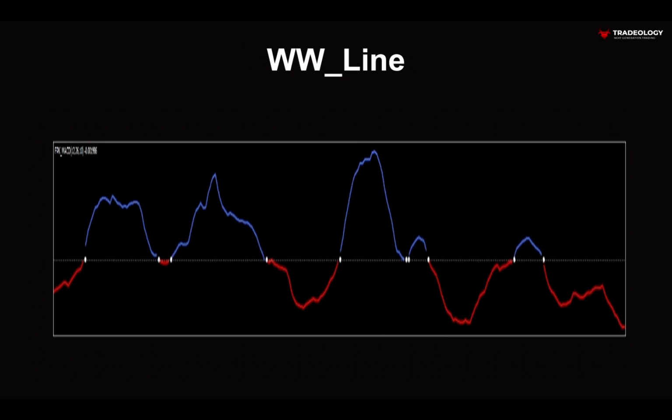The WW line is a custom trend-following momentum indicator that is calculated by subtracting the long-term EMA from the short-term EMA. It triggers buy signals when it crosses above the zero or blue line, or sell signals when it crosses below the zero line and turns red.